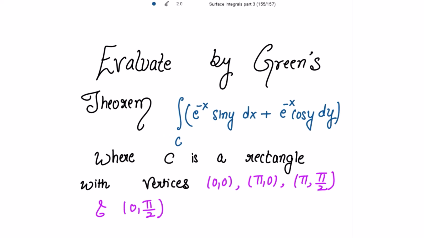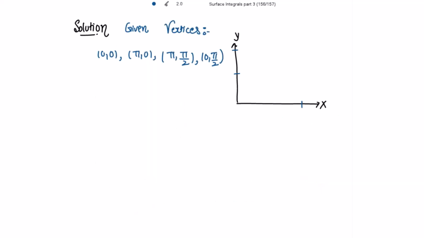Evaluate by Green's theorem this line integral where C is a rectangle with these given vertices. So let's plot these vertices first. Let this be the origin, and this be the point (pi, 0), and this is the point (pi, pi by 2), and this is (0, pi by 2). Let me join these points.